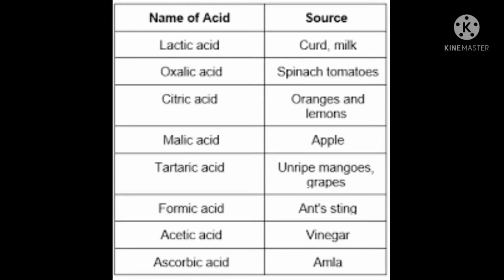And also the acid which is present in tamarind is tartaric acid. The acid which is present in an ant is formic acid. And the acid which is contained in vinegar is acetic acid. The acid which is present in gooseberry is ascorbic acid. Orange also contains ascorbic acid. It is also called vitamin C.